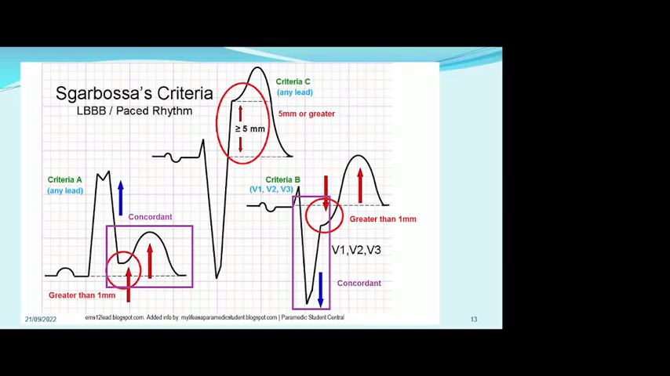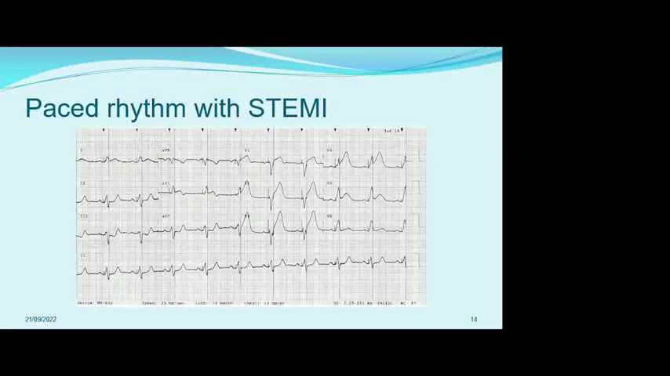So there are marking point systems given: 5, 3 and 2, based on the presence of these things. These are not very sensitive but specific. If they are there, it's very specific to diagnose myocardial infarction. So that will help to diagnose.